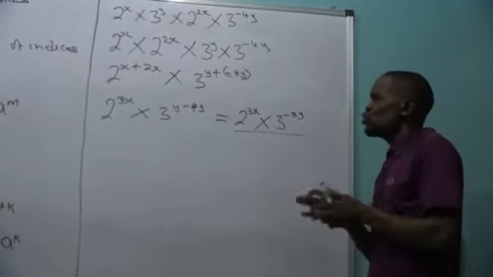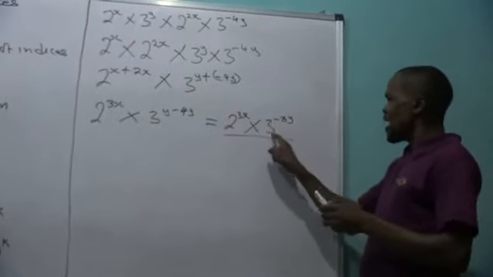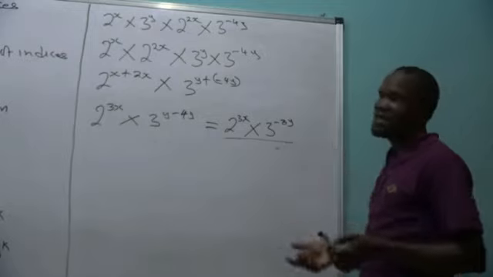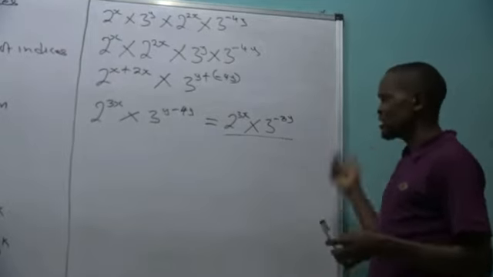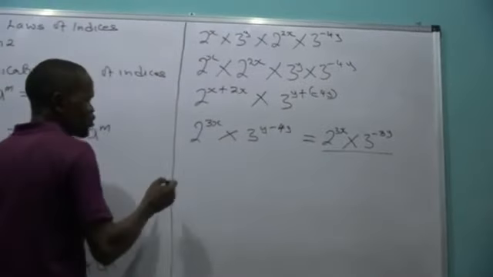Are you getting what I'm saying? So don't ever try to do this by saying, I add the power. Why, when they are of different base, but they are multiplying themselves? It's a mathematical taboo to do that. It's a law.